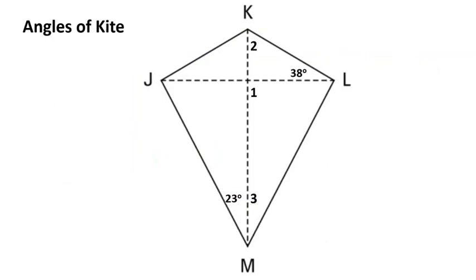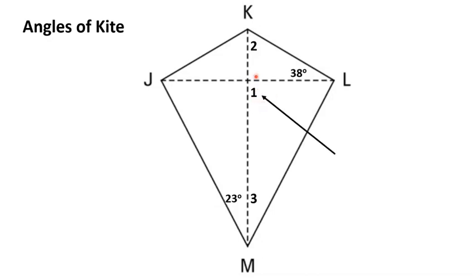So let's have now the angles of kite. It's more of an activity. We have here angle 1, angle 2, and angle 3. What we're going to do here is to identify the measurement of angle 1, angle 2, and angle 3. We have given 38 degrees and also 23 degrees. We're going to apply the properties of kite so that we will be able to look for the value of each missing angle. So let's have first angle 1.